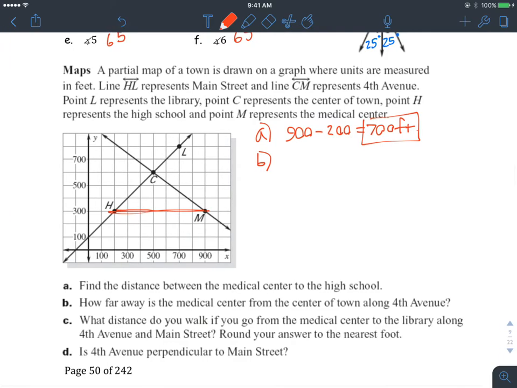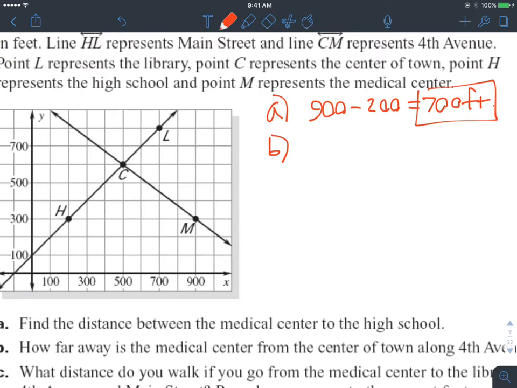Let's see what we got for step B here. How far away is the medical center from the center of town along 4th Avenue? Now remember, 4th Avenue right there, that's I guess the line CM, and then we're going from the center of town to the medical center there. So we're just doing straight up distance right there.